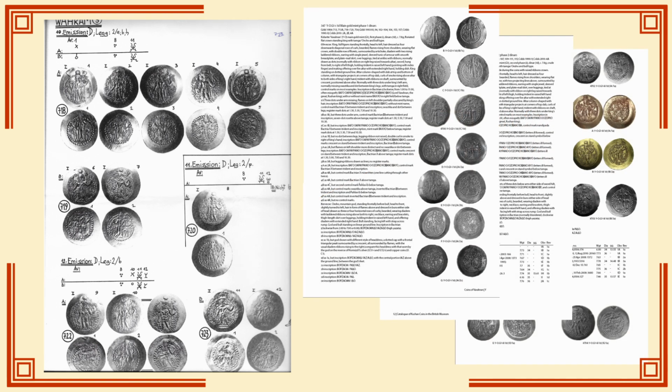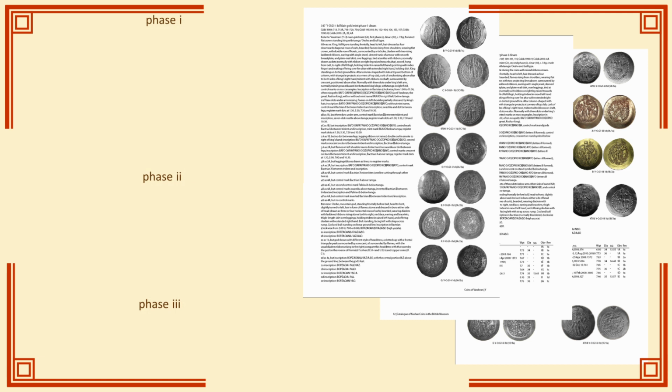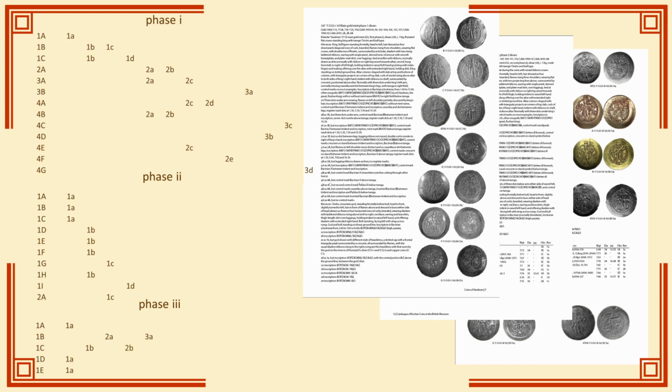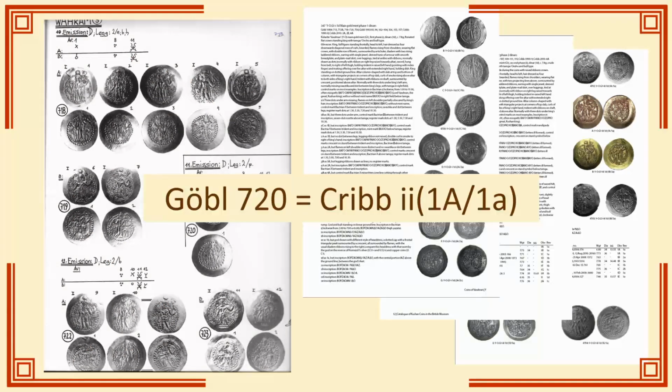Cribb uses a very different system, dividing the coins into 3 chronological phases and then giving separate codes to obverse and reverse varieties. Those variety codes have 2 parts, a number and a letter, and those are hierarchical in their arrangement, so a 1B would be more similar to a 1A than it would be to a 2A. The combination of obverse and reverse variety we could then think of as being equivalent to a type in the system Gobl uses, though Cribb has a lot more of them.